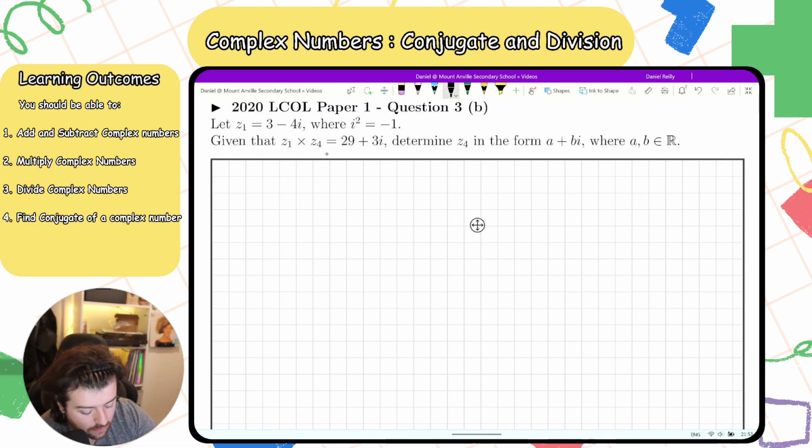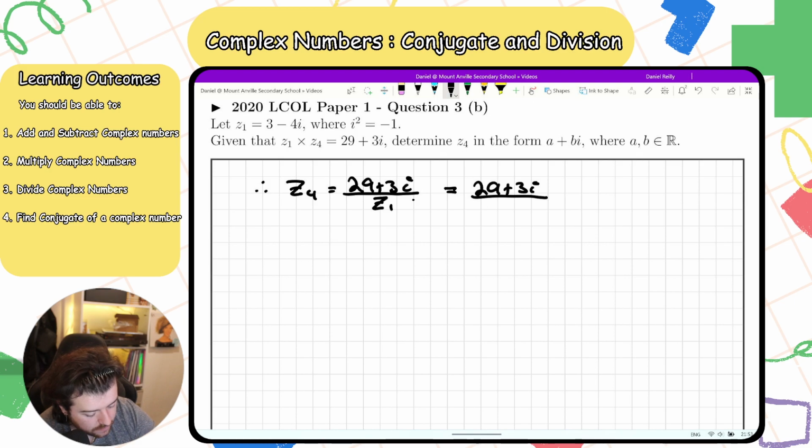Well, I have this, z1 times z4 is equal to 29 plus 3i. Therefore, z4 is going to be equal to 29 plus 3i divided by 3 minus 4i, so divide both sides by z1, because 3 minus 4i is what z1 is equal to. So multiply the top by 3 plus 4i, and multiply the bottom by 3 plus 4i.